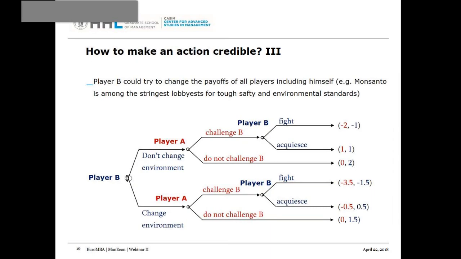How is this game going to be played? The complex one. Of course, using backward induction, it seems simpler to analyze it. So let's have a look at the upper part. This is what we know.